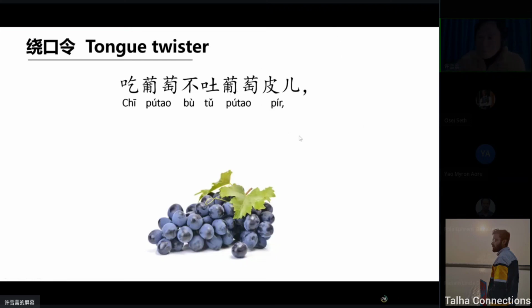And another thing is 葡萄皮, the skin or the peel of the fruit. Yeah, 葡萄皮. 吃. 吃 is to eat, right? We learned it. 吃葡萄, which means to eat grapes. Now the verb 吐, 吐 means to spit. 不吐 means do not spit.